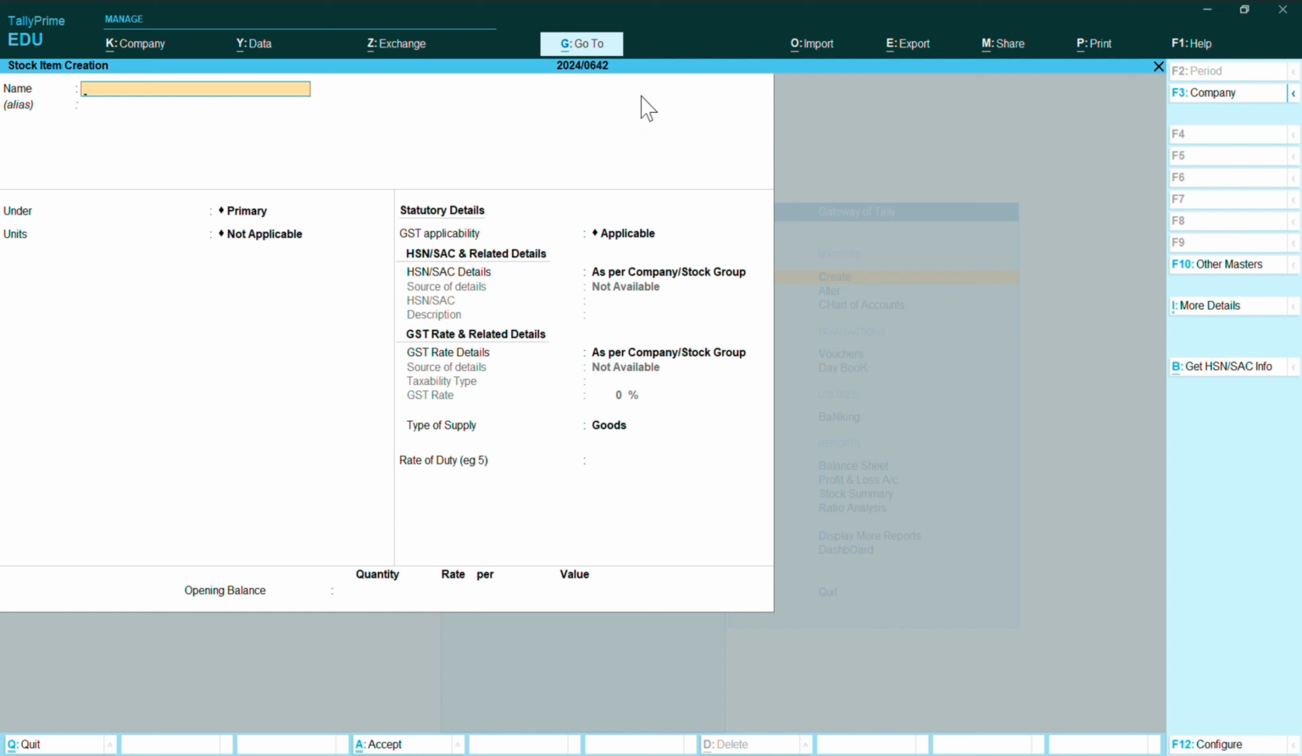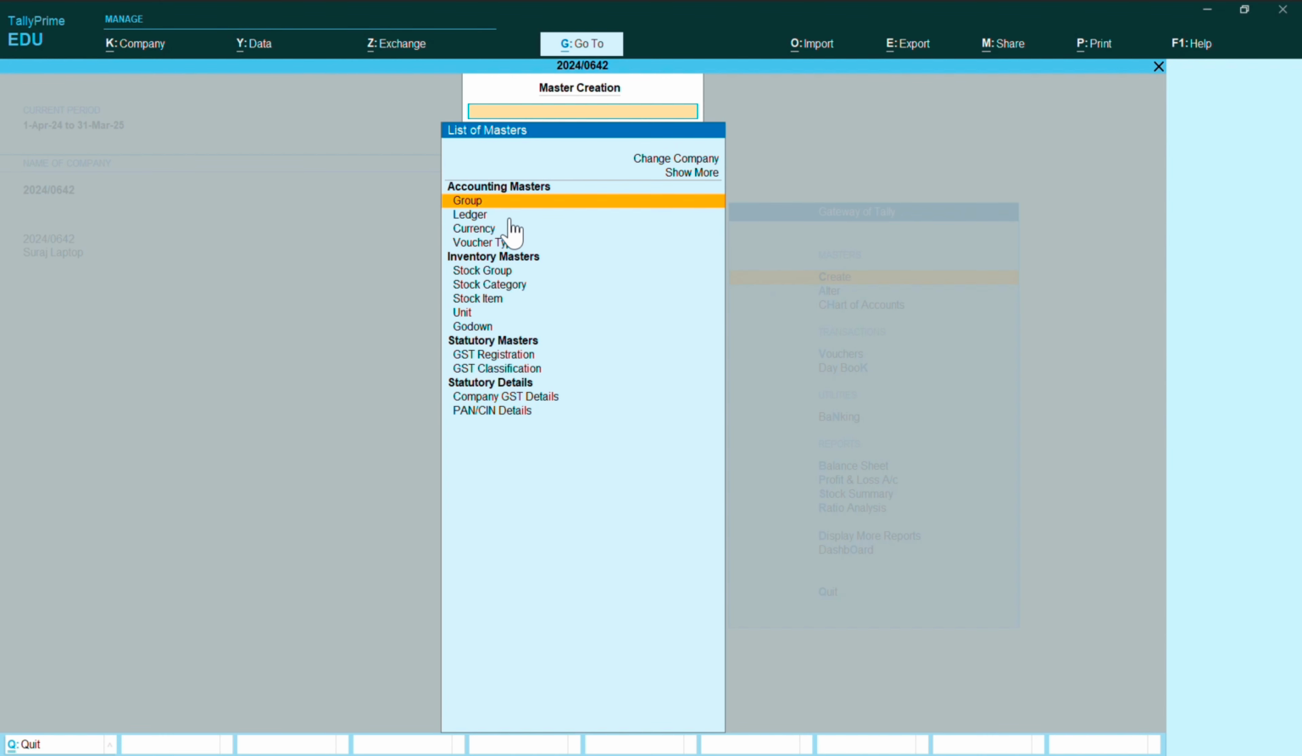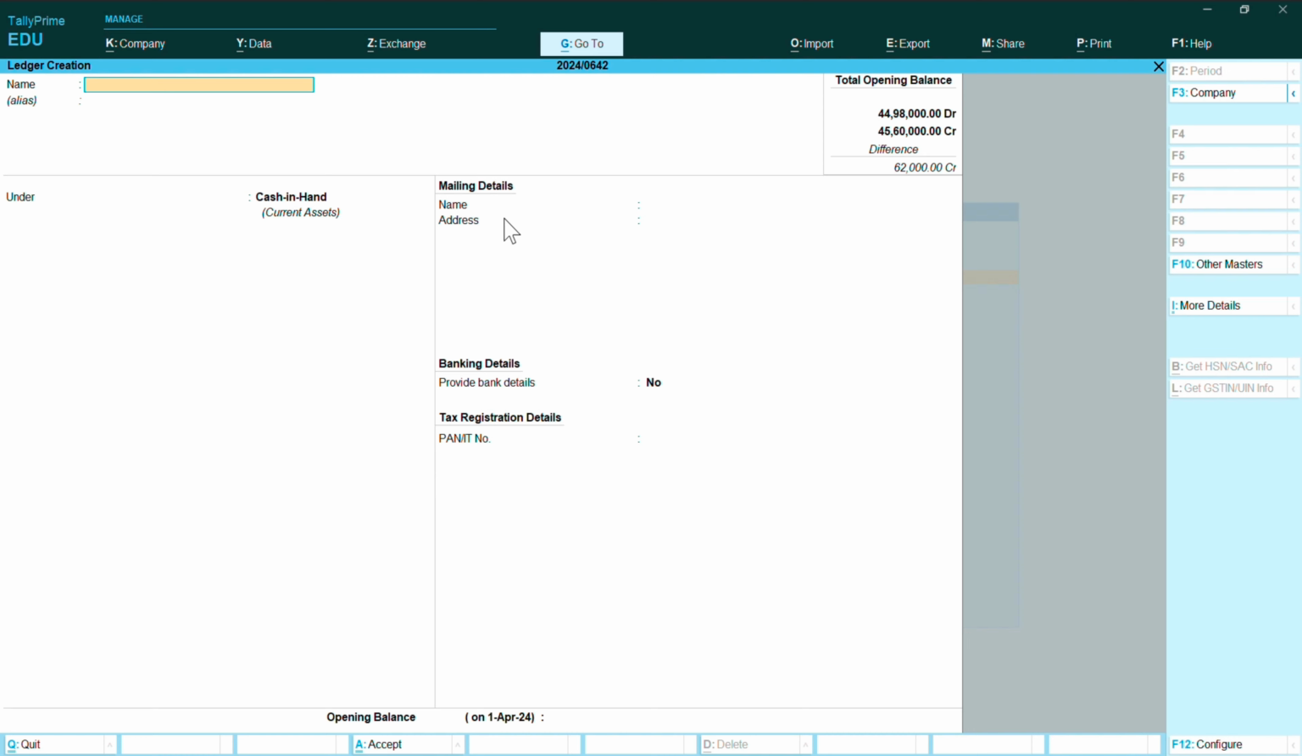Now we are done with the stock part. Let's move forward towards the debtor and creditor part. For debtor and creditor, we need to make separate ledgers for everyone. Let's see how.